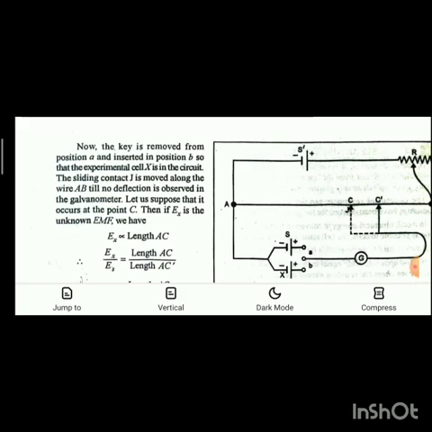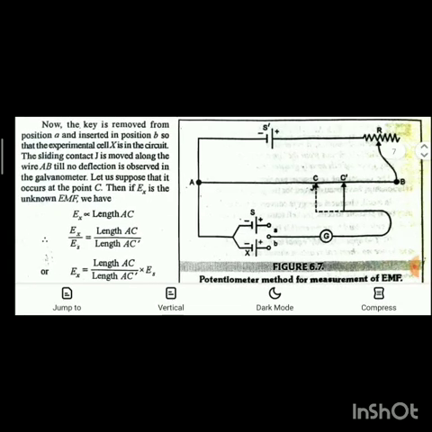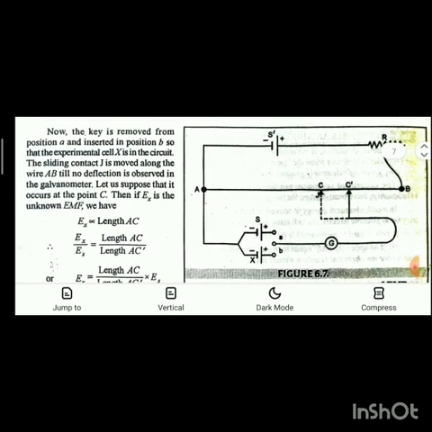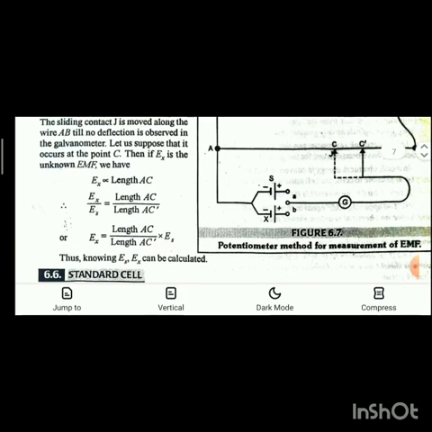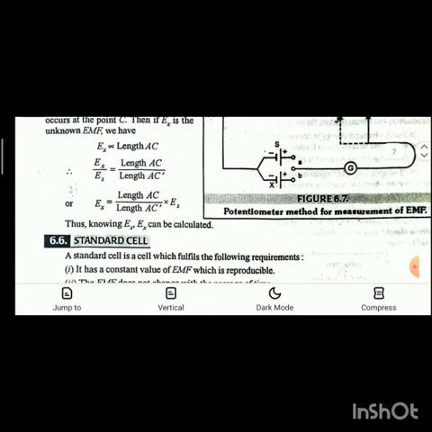Now the key is removed from position A and inserted in position B so that the experimental cell X is in the circuit. The sliding contact J is moved along the wire AB till no deflection is observed in the galvanometer. Let us suppose that it occurs at point C. Then if Ex is the unknown EMF, we have Ex directly proportional to length AC, Ex upon Es equals length AC upon length AC dash, so Ex equals length AC upon length AC dash into Es. Thus knowing Es, Ex can be calculated.